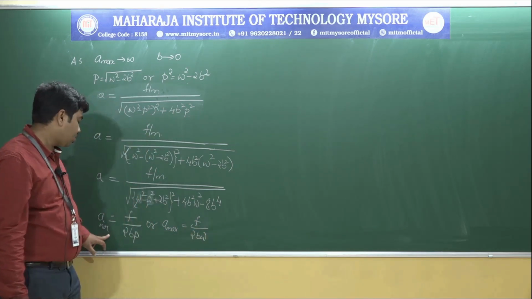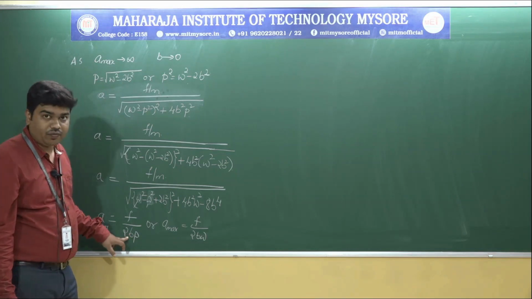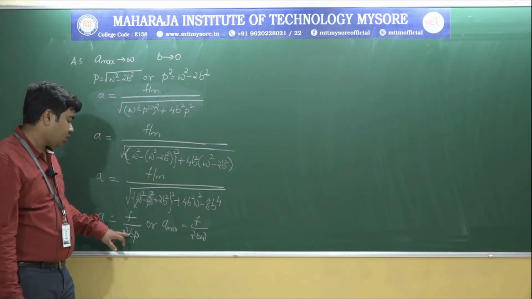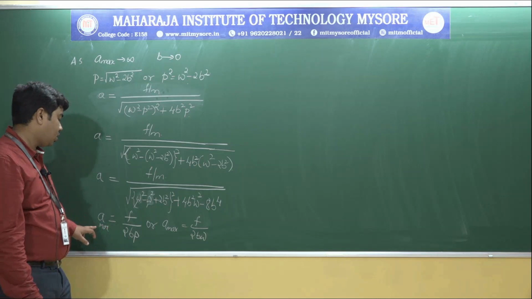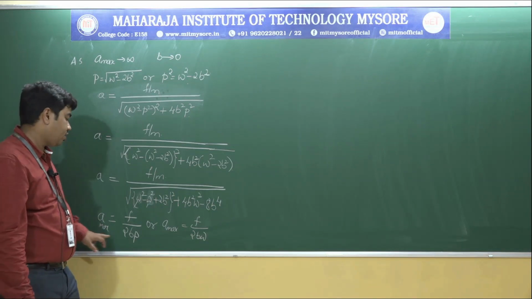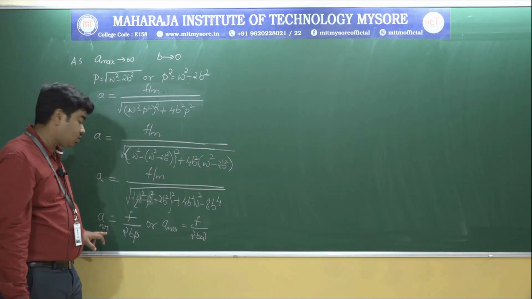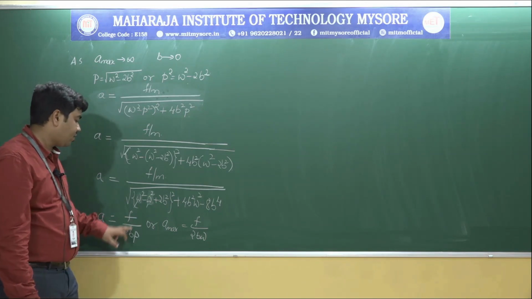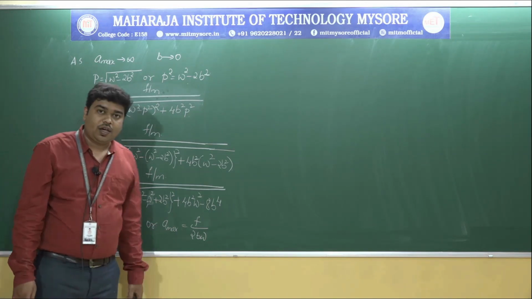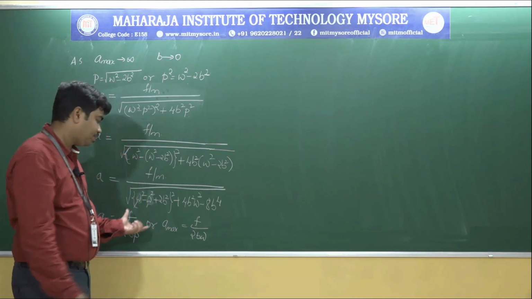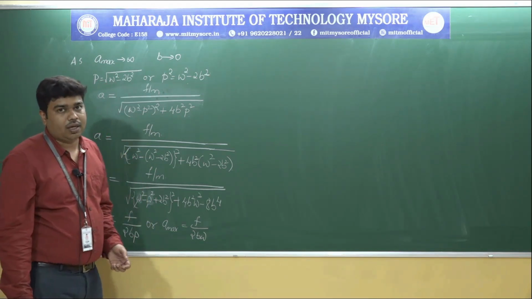Okay. So, maximum amplitude we will get when the damping factor is very less. As you can see, if the damping factor decreases, the amplitude increases. If the damping factor increases, the amplitude, even though it is at resonance, decreases. So, A max is equal to F by 2b omega is the equation for the maximum amplitude.